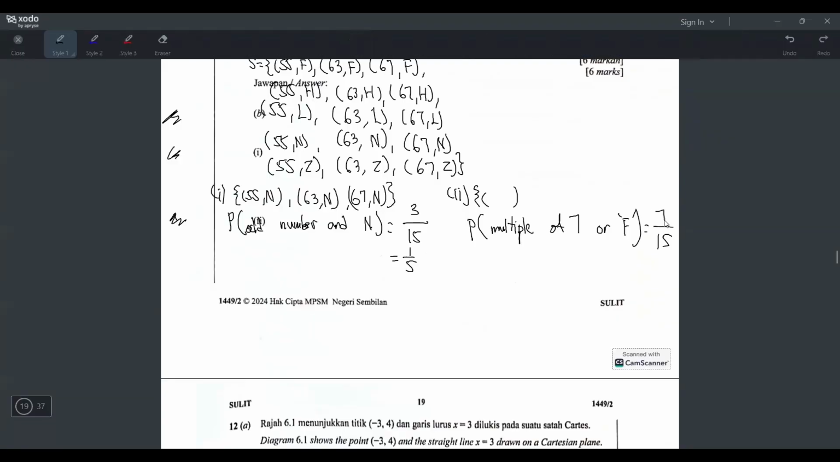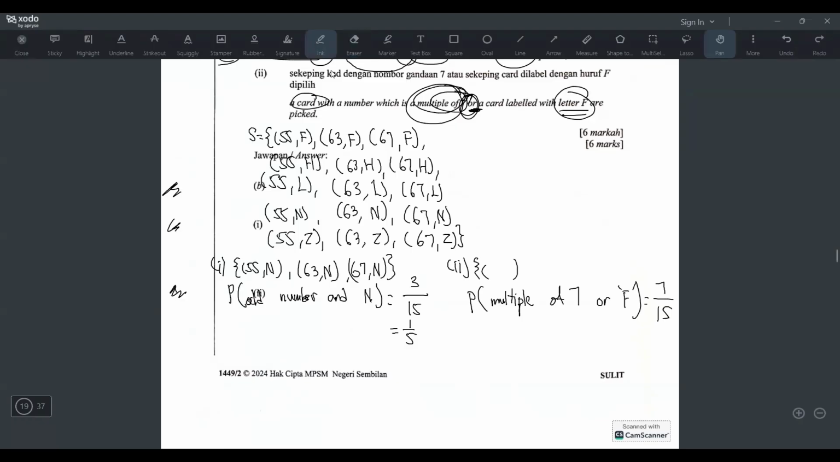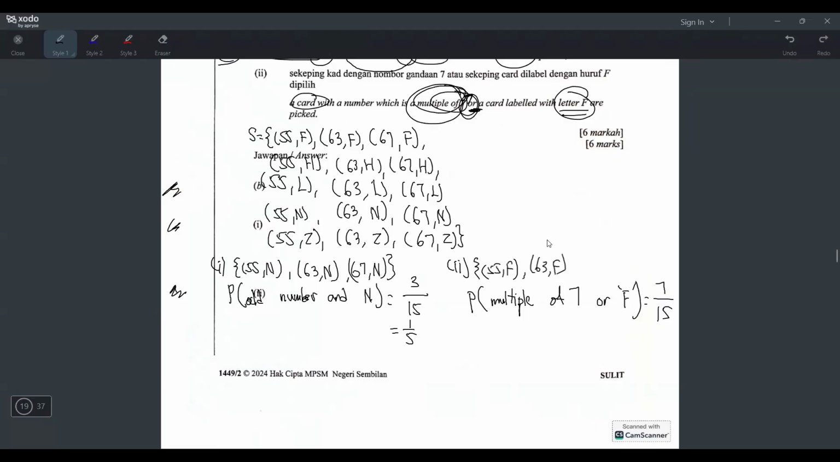Okay, and also, if you want to get full marks, you better write down the outcomes. So multiple of 7 or F. Just now, which ones did I take? 55F, and then 63F, because it has F, right? And then 67F. And then what else? 63H, 63L, because it's a multiple of 7, and then 63N, not enough space, 63N, and then 63Z, then close bracket. So got 7, 1, 2, 3, 4, 5, 6, 7. Yeah, so 7 over 15.